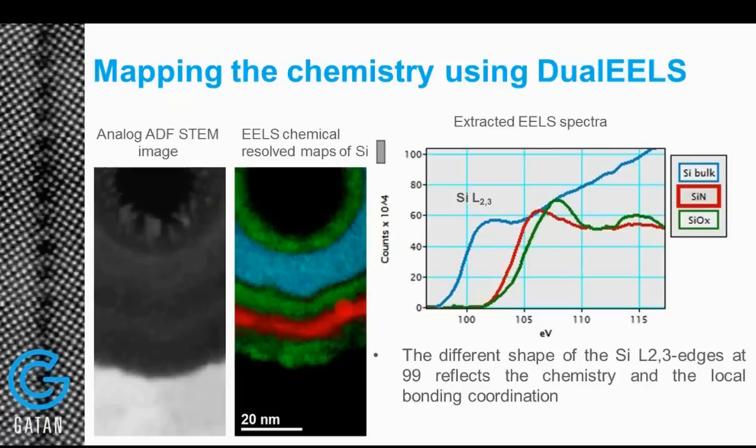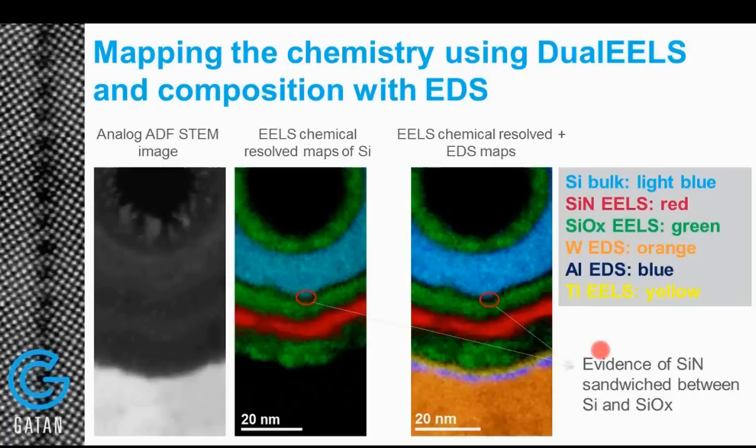We can take this map and combine it with EDS. We can add the titanium through EELS, aluminum and tungsten through EDS. So now we don't have only a compositional map, but we have also a chemical map. The interesting thing is that if you look at the region between the bulk silicon and the silicon oxide, you find a little bit of reddish area, meaning that we might have some silicon nitride in there. So that's very important information. You probably want to look at this area in more detail and see what's in there, chemically speaking. But this is where we're pushing the EELS possibilities. And now we know all the silicon chemical phases, how they're distributed with respect to each other across the entire cell.